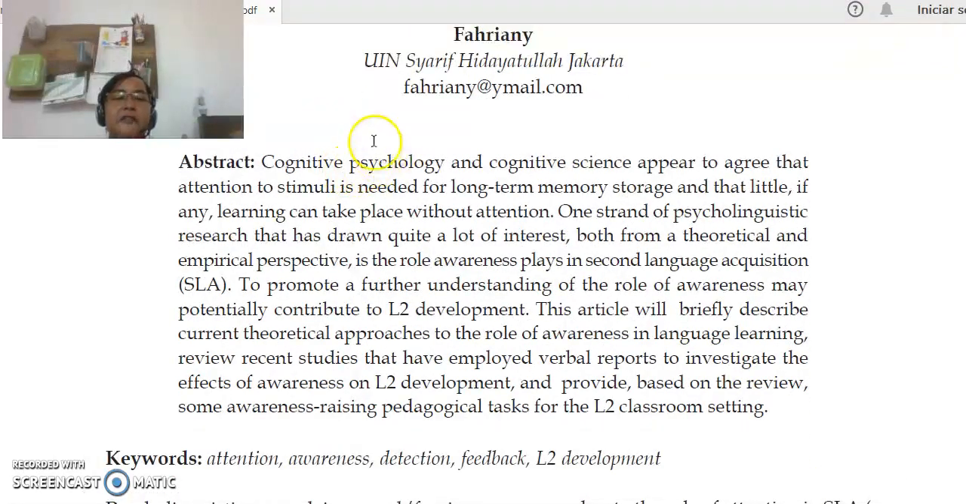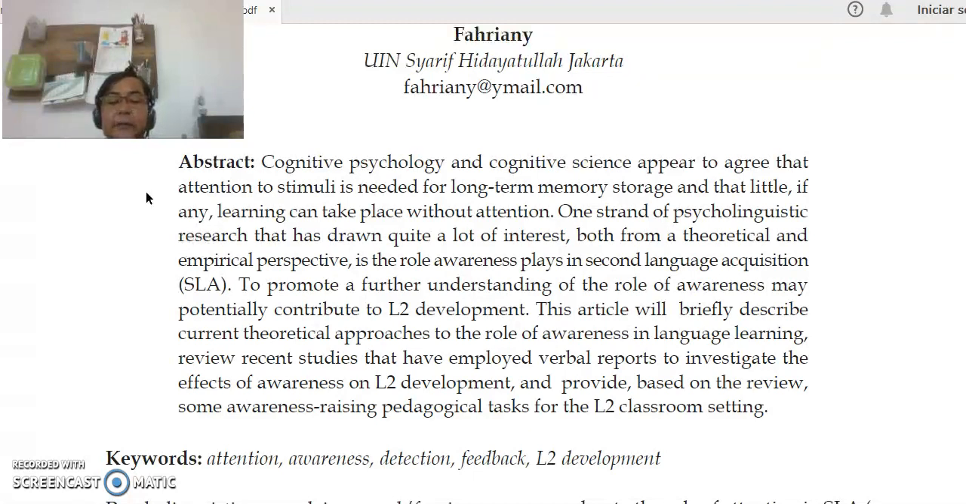Here I have the abstract of this article. I could understand in this piece of paper that cognitive psychology and cognitive science agree that stimuli are necessary for the storage of information in our permanent or long-term memory, and that learning could occur with or without attention.